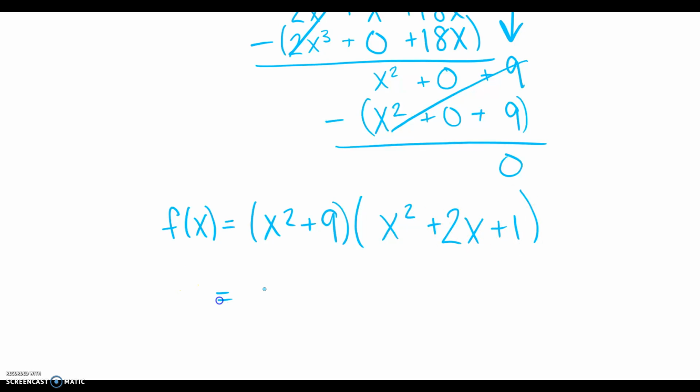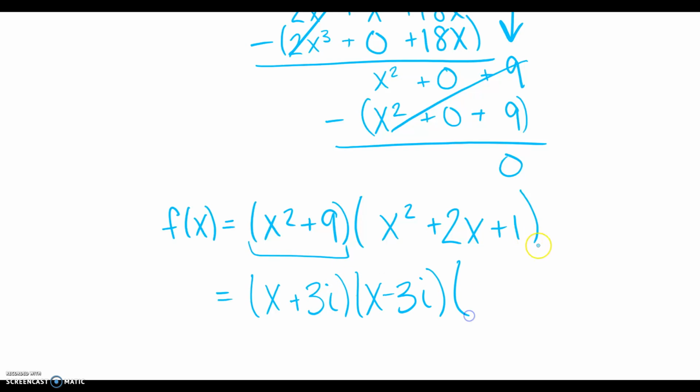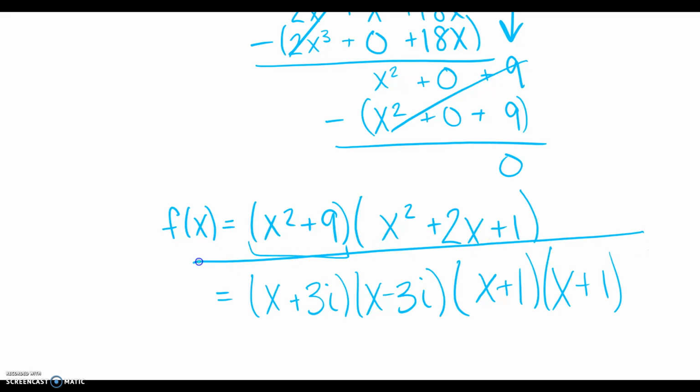And then if we want to factor completely, this actually factors to be x plus 3i times x minus 3i. And what multiplies to 1 and adds to 2, this will be x plus 1 times x plus 1. And that is it.